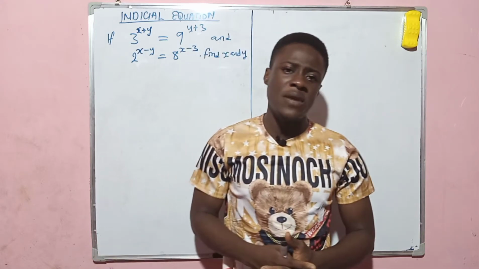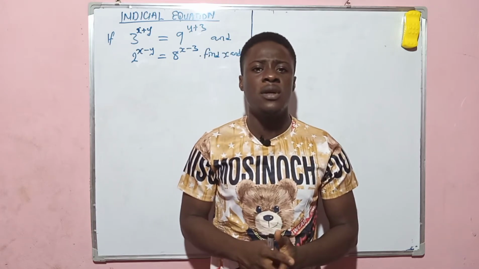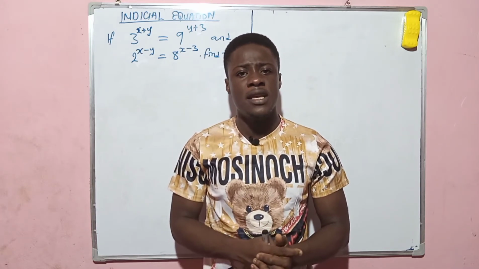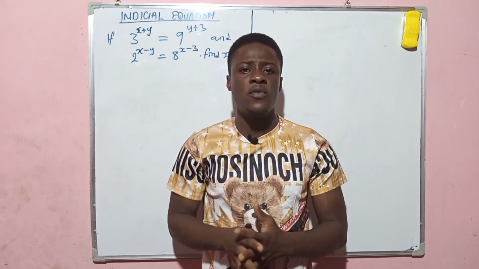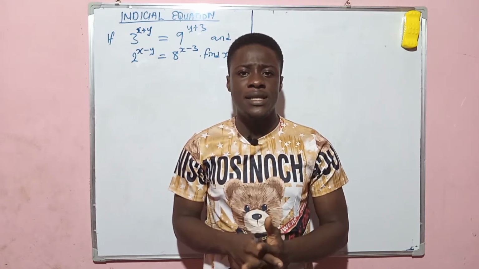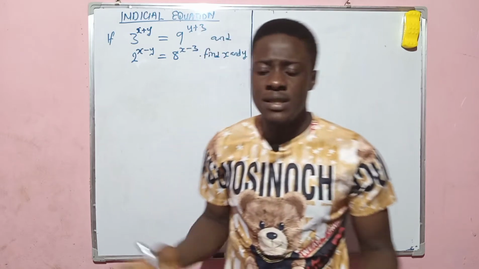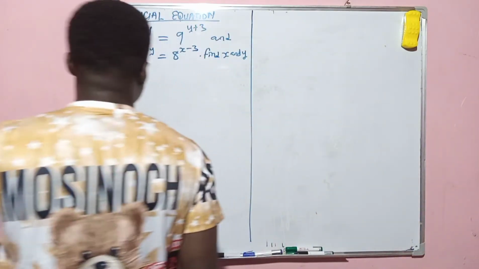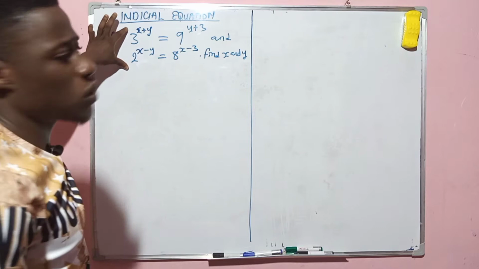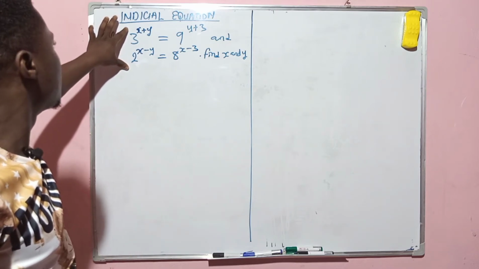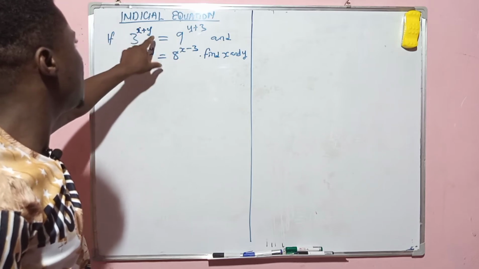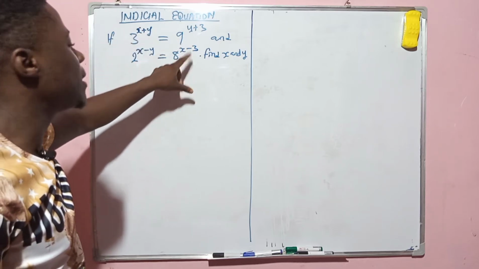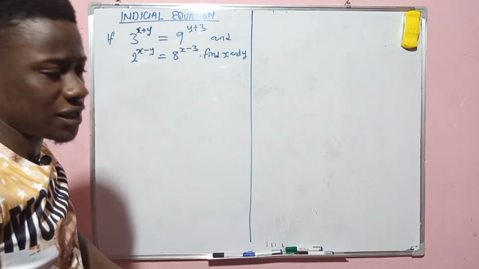When we talk of indicial equation, automatically we are making reference to what? Equations involving indices, as we have one on the board. So how do you go about solving questions as regards to indices? Okay, let's see the solution of this question on the board. We have two equations in this case involving indices. Then how do you go about finding the value of x and y in these equations respectively?